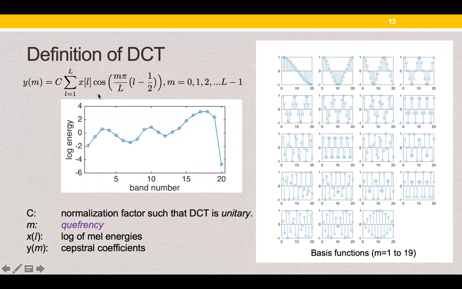And then what we do is similar to the Fourier transform. Basically, there's a matrix, and you perform the inner product of x, your log of Mel energies. This is the x vector. You perform the inner product of x with 20 different basis vectors, which are plotted on the right. So here is m equals 1, m equals 2. That's a basis function. M equals 3, 4, 5 to 19.